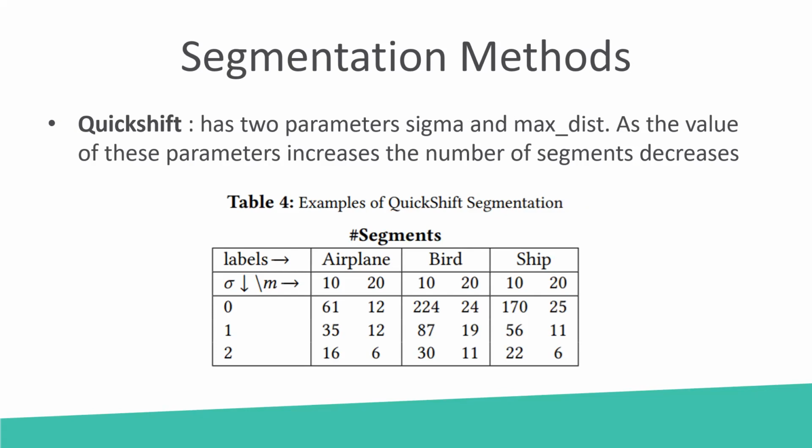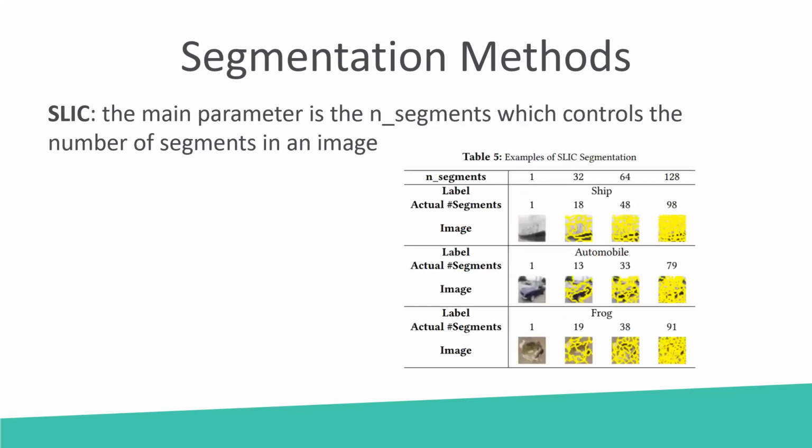If you look at the table in the example of the bird image, when sigma was set to 0 and max dist was set to 10, the lowest values in our experiment, we had 224 segments, but when we increased the sigma to 2 and the max dist to 20, the number of segments decreased to 11 segments. Finally, we have the SLIC segmentation method. It has 1 main parameter, that is n segments, which controls the number of segments in an image.